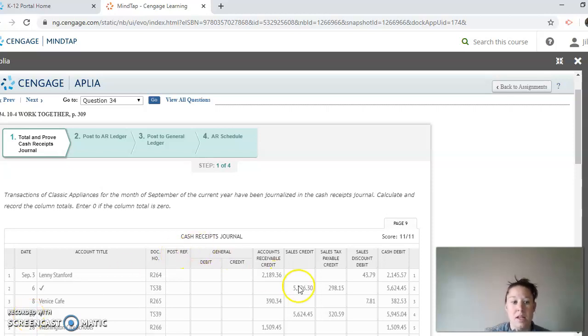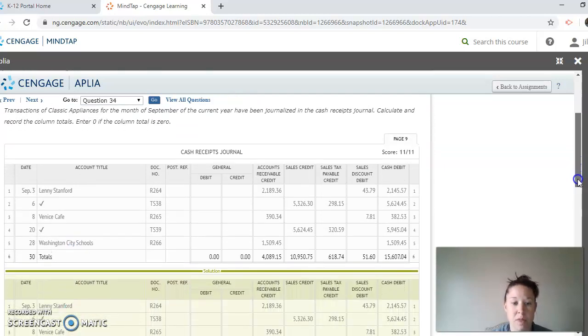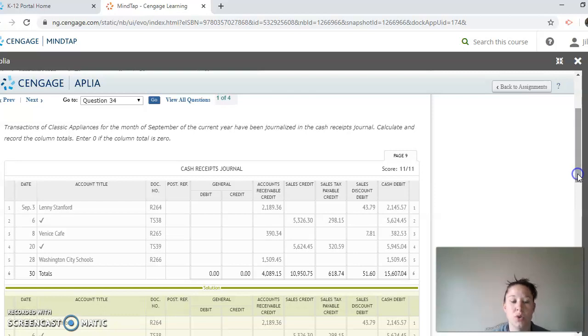Hi guys. Today we are doing the 10.4 work together, and that is going to be posting from the cash receipts journal to the accounts receivable ledger and also the general ledger. And this is done very similarly to how we posted the cash payments journal. So it should be a little bit of a review. It just takes a little while to post.